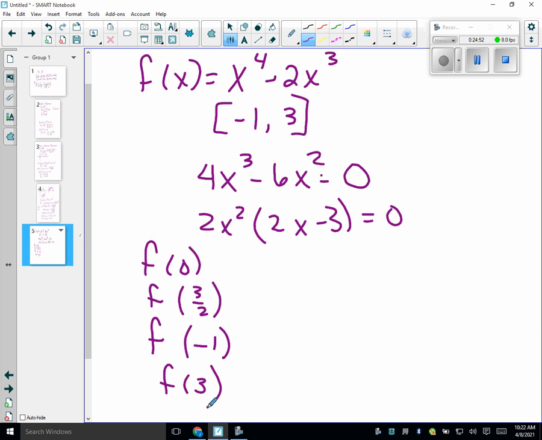Do you know the easy way to do this? When you have this many, type this in y equals and use your table or your trace to find the value, so you don't have to retype it every time. What do we have? Well, f of 0 is easy, isn't it? 0. F of negative 1 is what? I got 3.